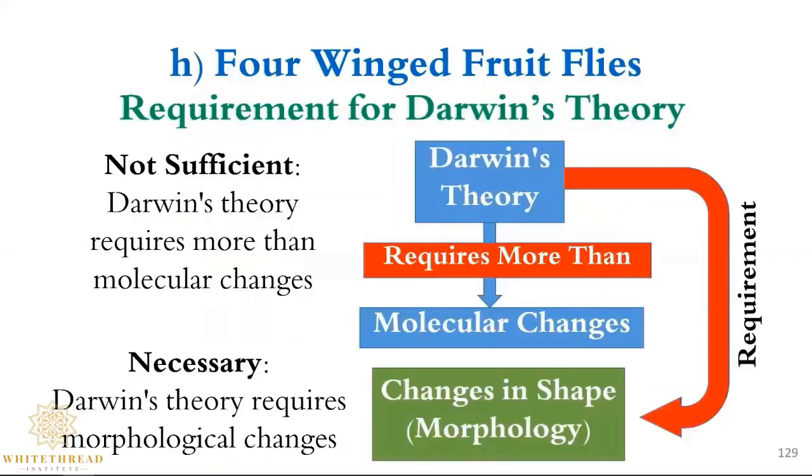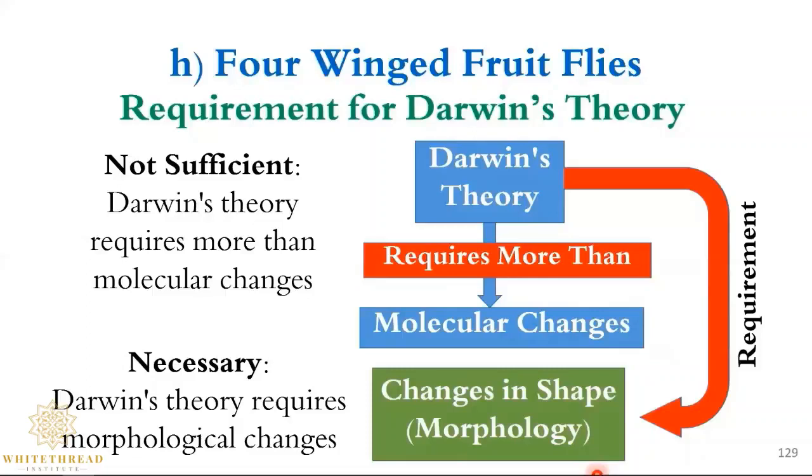So here we have Darwin's theory, and it requires more than molecular changes, so more than mutations. Just to show mutations is not enough for Darwin's theory to be proven. It's not sufficient. Darwin's theory requires more than molecular changes. And the complete requirement of Darwin's theory would be to also show changes in shape and morphology of the organisms and life. Darwin's theory requires that as a necessary requirement. So it's not sufficient just to show molecular changes.